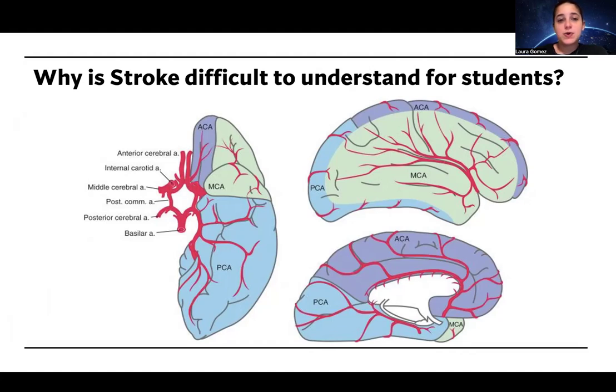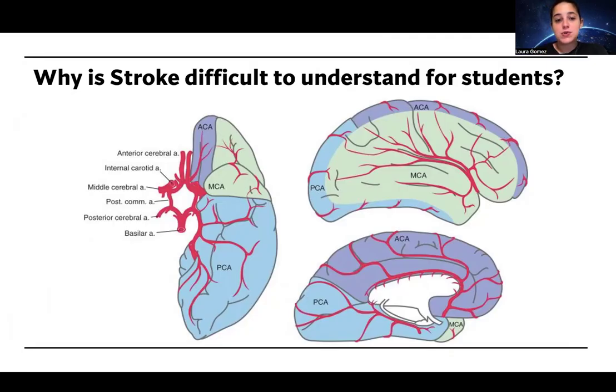So patients with anterior cerebral artery stroke will be in the purple area of the brain that we have right here in the picture. They will show hemiparesis in the contralateral lower extremities, so a lot of weakness in the lower extremities. Then we have the posterior cerebral artery stroke. These patients will present with ataxia, dizziness, diplopia, which is double vision, hemiparesis, hemianopsia, and dysarthria.